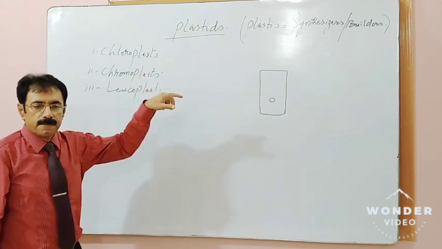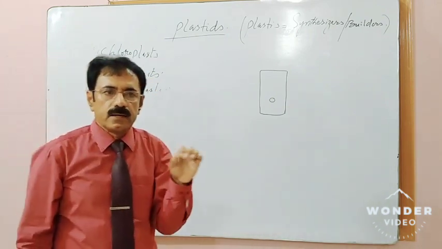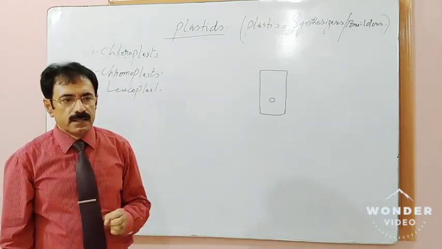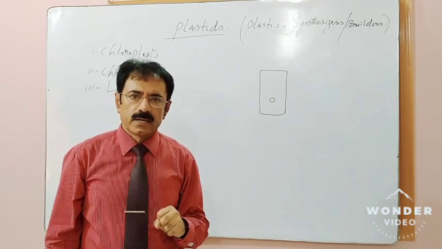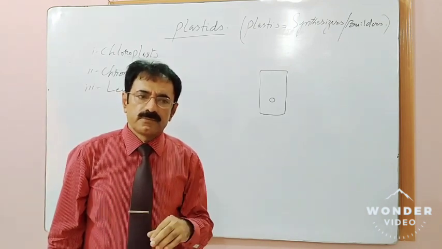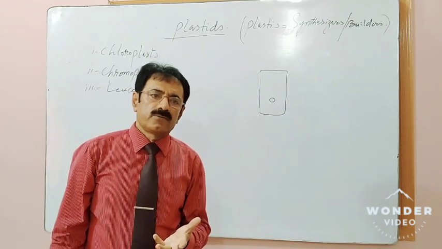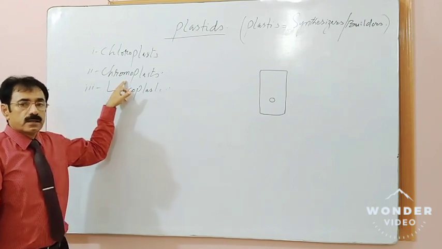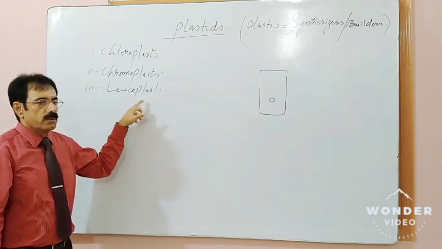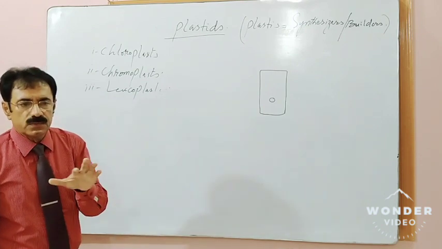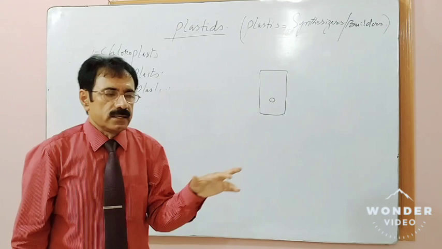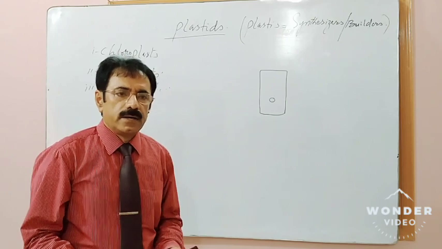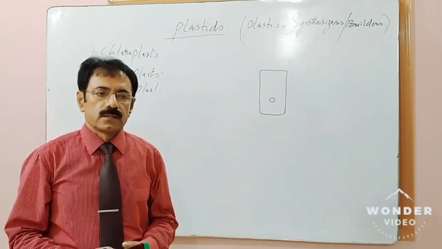Chromoplasts are so called because they have different color pigments such as the phycoerythrin, xanthophyll, and carotene. Because of the storage of different types of color pigments, they are called chromoplast, because the word chromo means colors. And leucoplast, leuco meaning white or colorless. They store no type of color pigment, and these leucoplasts are found in the underground parts of the plants, and they are called the storage bodies.